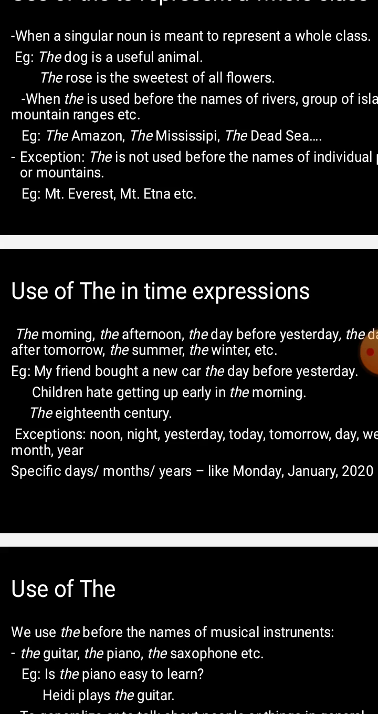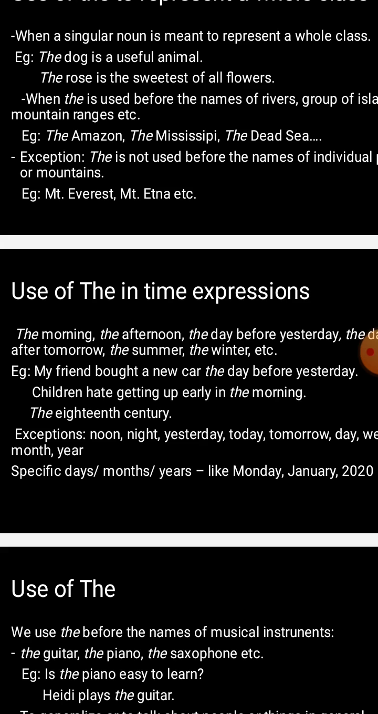You use the in time expressions. For example, in the morning, the afternoon, the day before yesterday, the day after tomorrow, the summer, the winter, the rainy season, and so on. Example: my friend bought a new car the day before yesterday. Children hate getting up early in the morning. Talking about the 18th century.